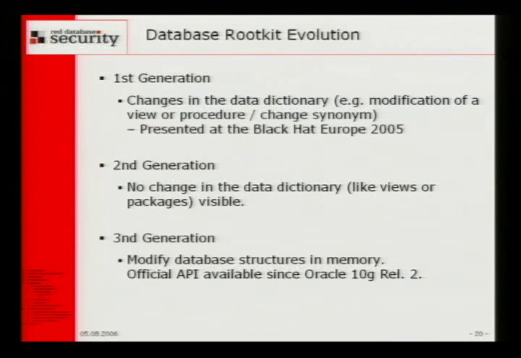I presented the database rootkit last year at Black Hat Europe, and today I will give a short introduction from the stuff last year and the second generation. The second generation no longer needs modifications in the data dictionary. It's also possible to write third generation rootkits because Oracle released with Oracle 10G Release 2 an API, and with this API you can directly access the memory of the database, and you can also modify the memory in the database.